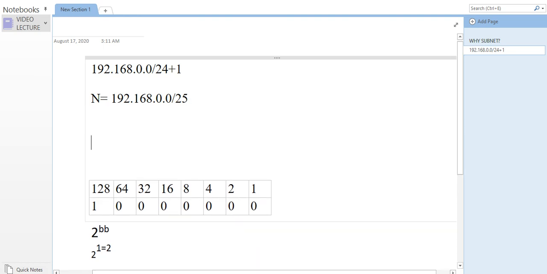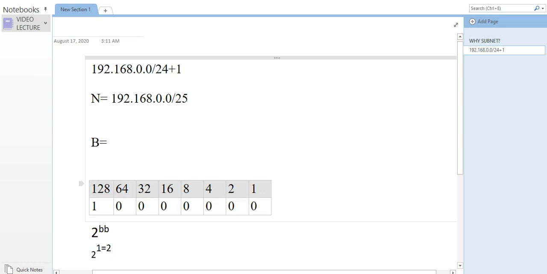Now, how do we know our broadcast address? For the broadcast address, we add the sum of the bits in the host portion. The bits in the host portion now are 64, 32, 16, 8, 4, 2, 1. 128 is no longer part of the host bits because the bit of 128 has been borrowed and transferred to the network. So this 128 is part of the network now. The bit values that are part of the host portion are 64, 32, 16, 8, 4, 2, 1, and we're going to add these together.